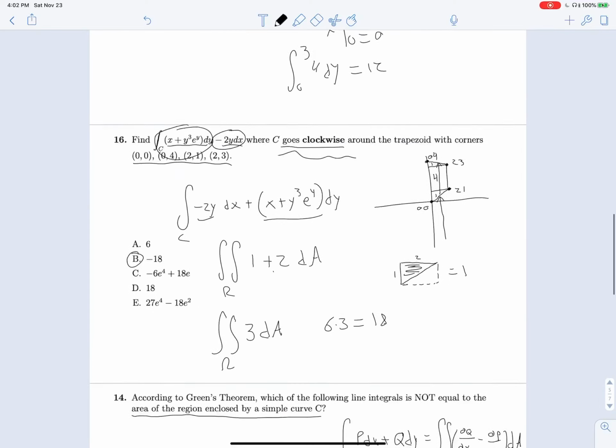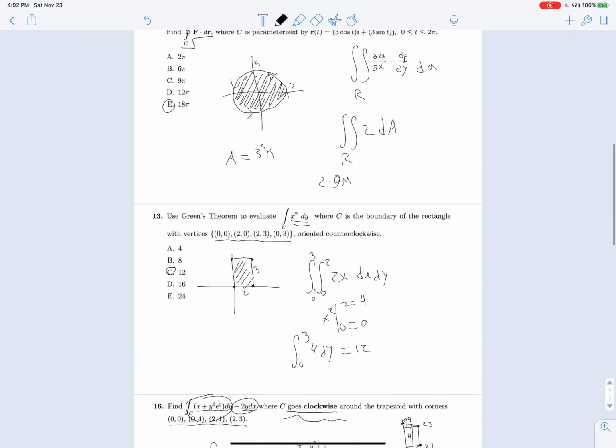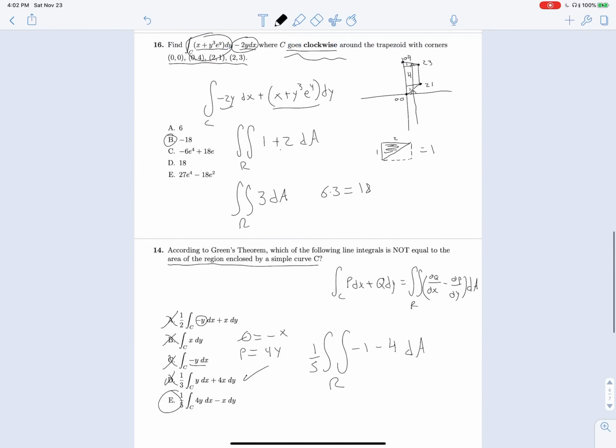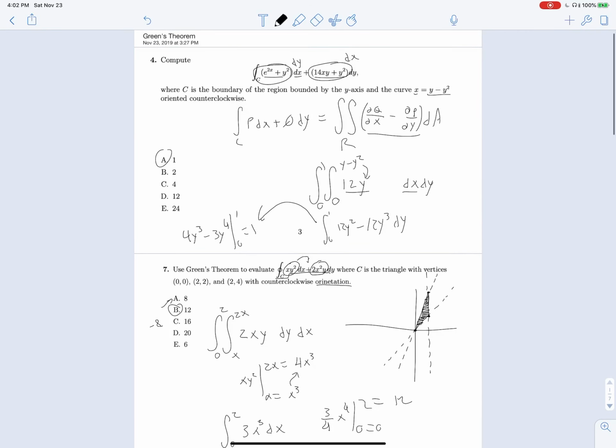And we're done. Hope that was helpful for you. This was the best thing I've ever done for myself in terms of understanding this Green's theorem stuff, and I hope a tiny bit of that maybe got over.